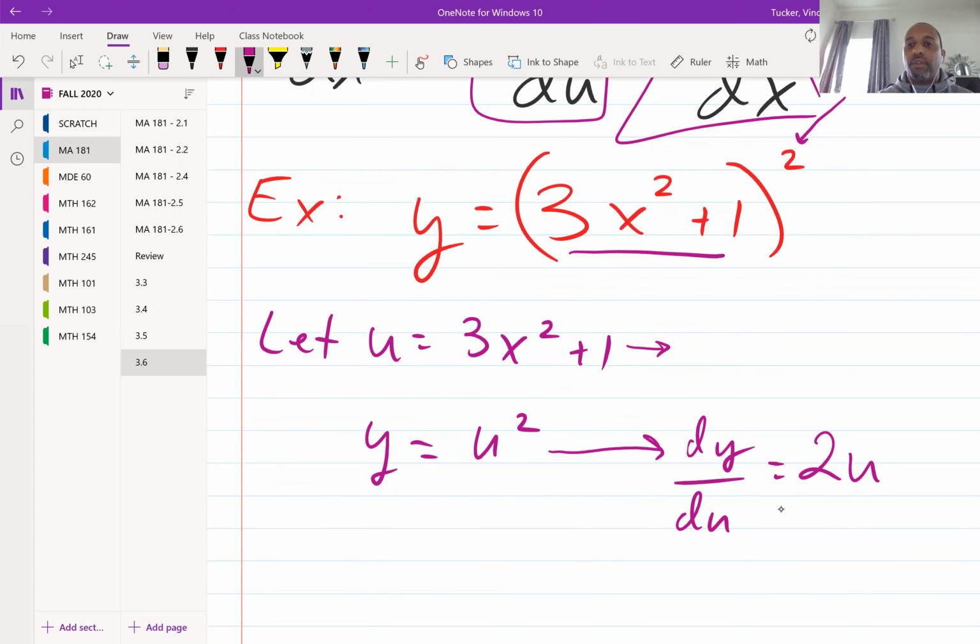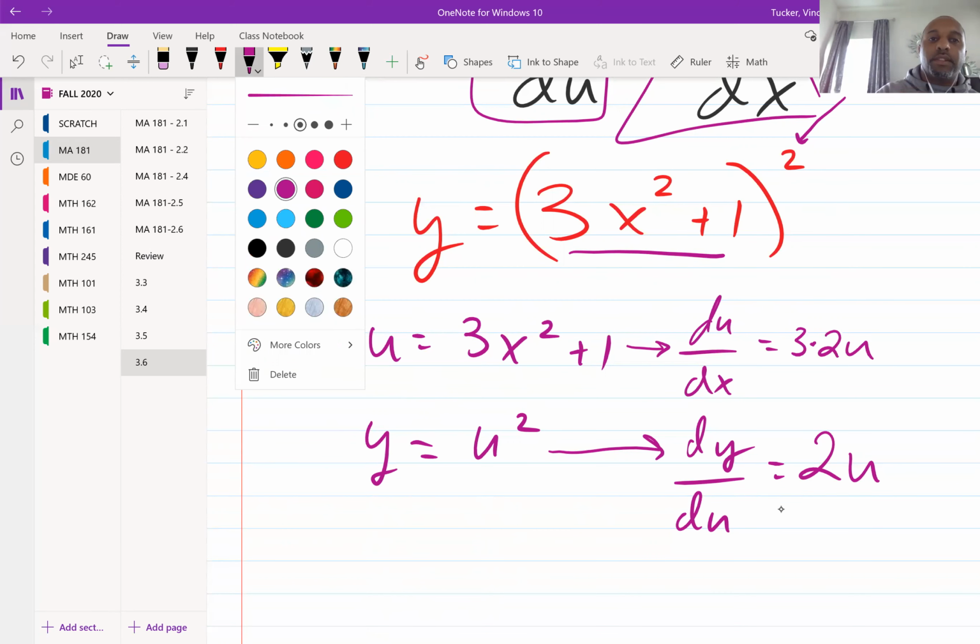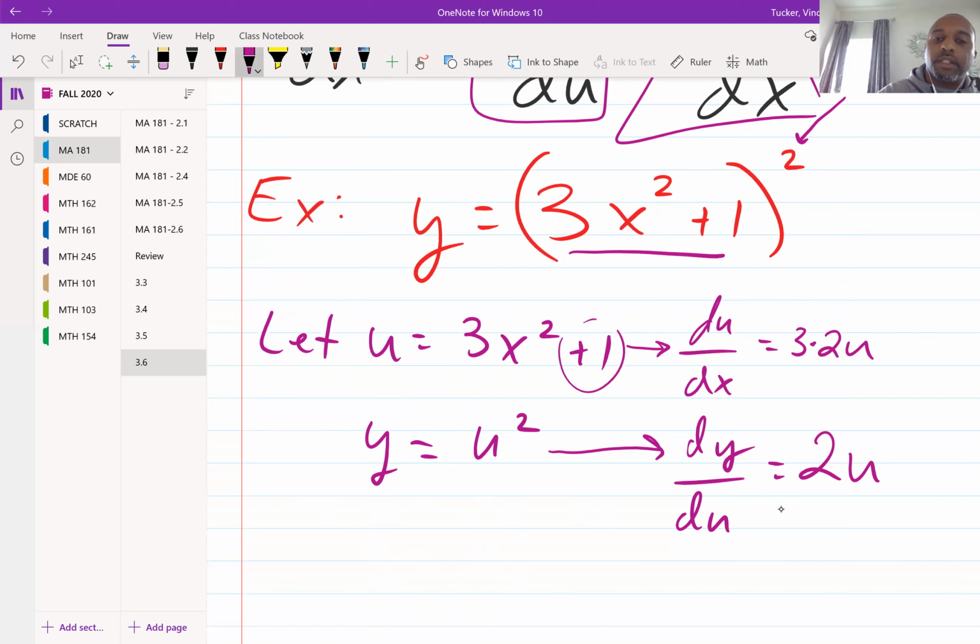And if I take the derivative of u with respect to x, bring down the 2, subtract 1 from your exponent, and don't forget the derivative of any constant. Derivative of any constant is 0. So that's just 6x. Oh, I put u, should be x. All right.